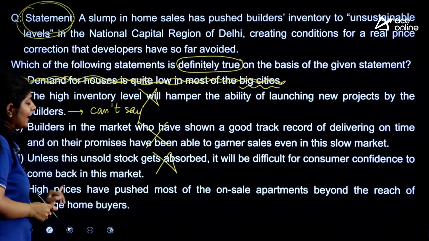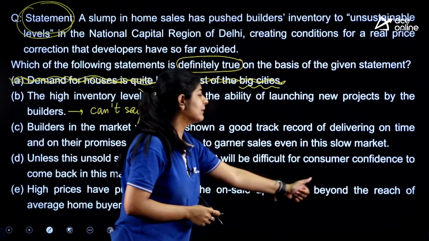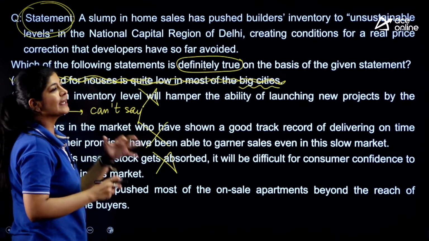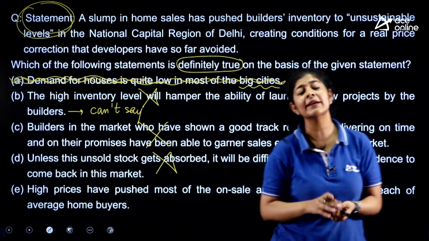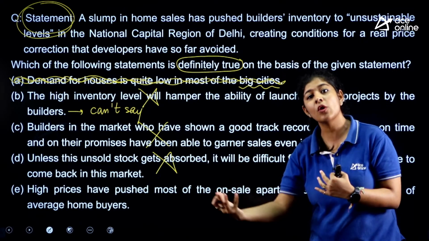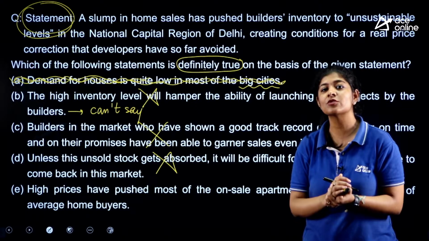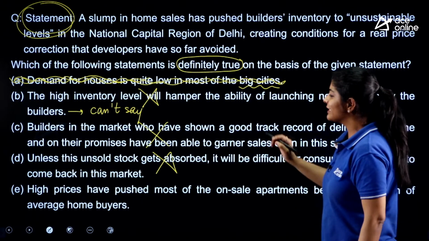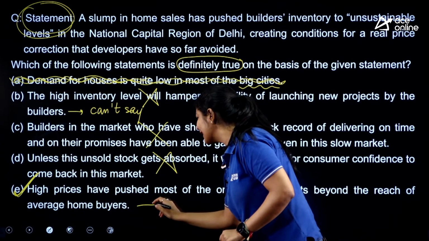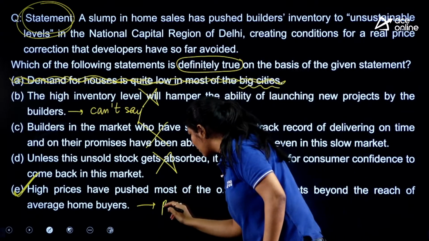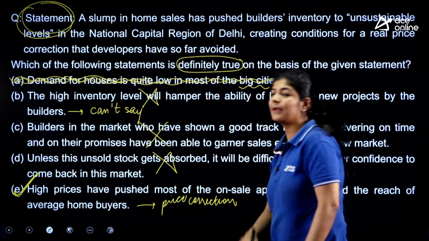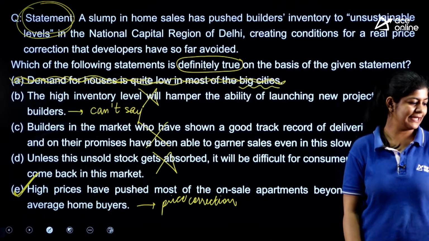The last says that high prices have pushed most of the on-sale apartments beyond the reach of average home buyers. This is exactly what we are seeing here, that builders have made prices so high that people are having difficulty buying, and now builders have so much inventory that they should do a price correction so that the average person can also buy. So this is the best option that we have, which we can say is definitely true, because it is showing that prices are pushed so high and it's time for a price correction. Option number E is the correct one.